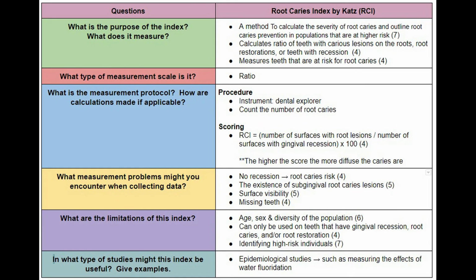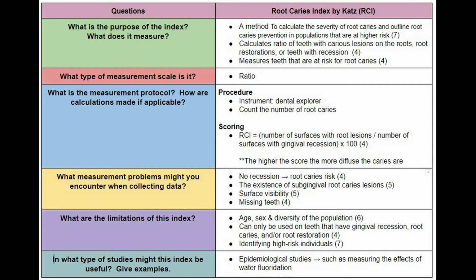Today I'm going to be talking about the root caries index by Katz, also known as RCI. The purpose of this index is to calculate the severity of root caries and outline root caries prevention in populations that are at higher risk. It involves teeth with caries lesions on the roots, root restorations, or teeth with recession. It measures teeth that are at risk of developing root caries. This type of dental index uses ratio as a scale of measurement.